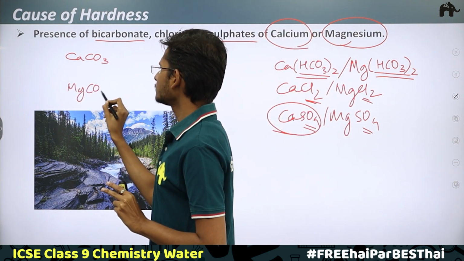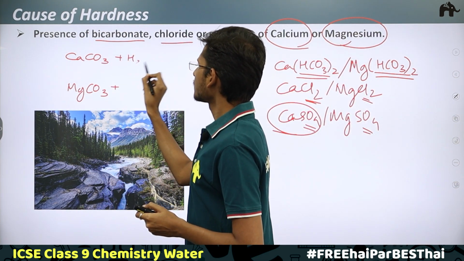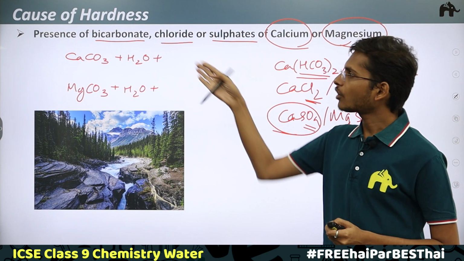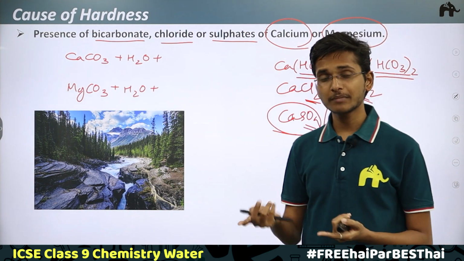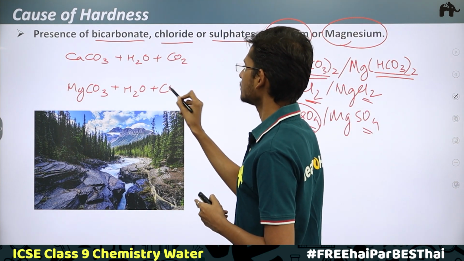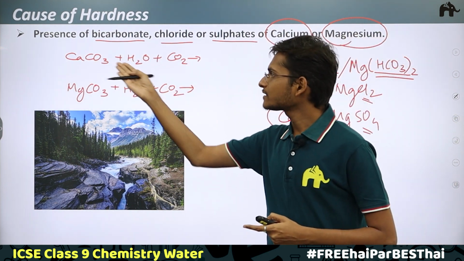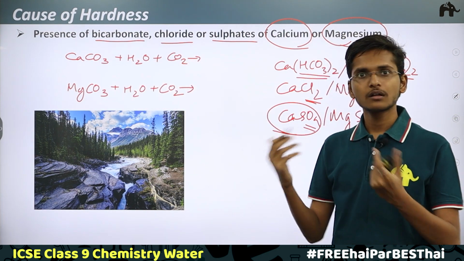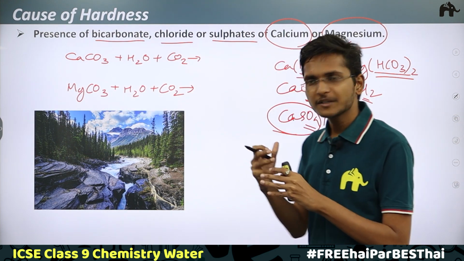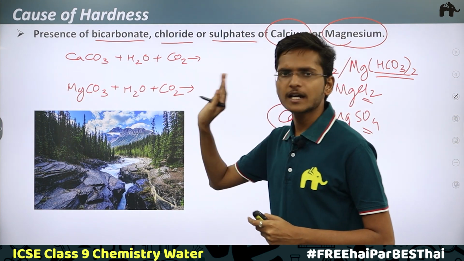Now this water is flowing, so I will write water as well. What happens? A reaction takes place between this water and calcium carbonate, or water and magnesium carbonate, but in the presence of carbon dioxide. Carbon dioxide also plays a role in this interaction of water with calcium carbonate or magnesium carbonate. These three substances react, which means our water is flowing through the soil which has calcium carbonate or magnesium carbonate.